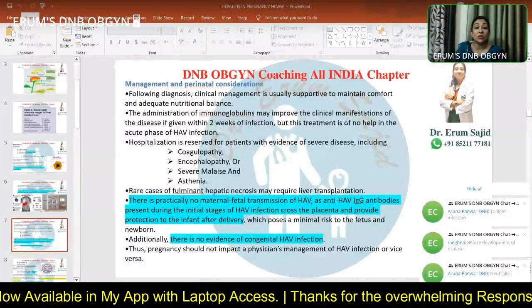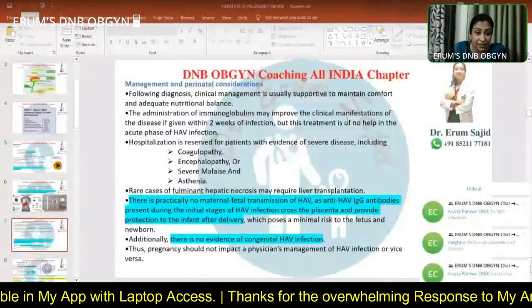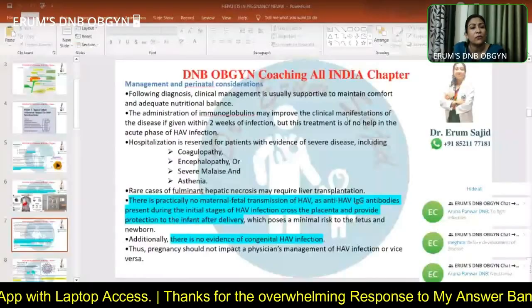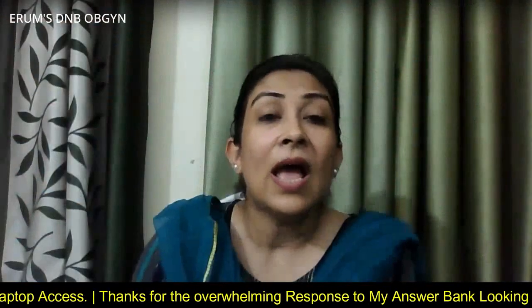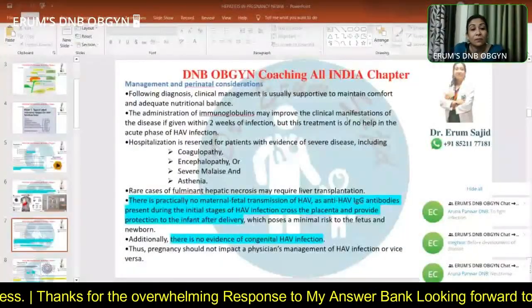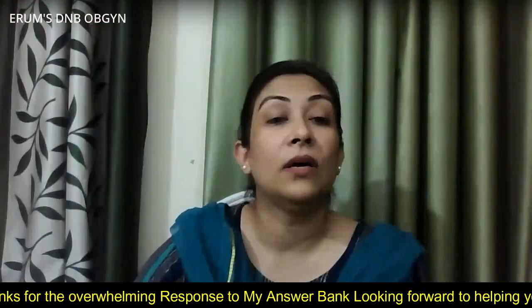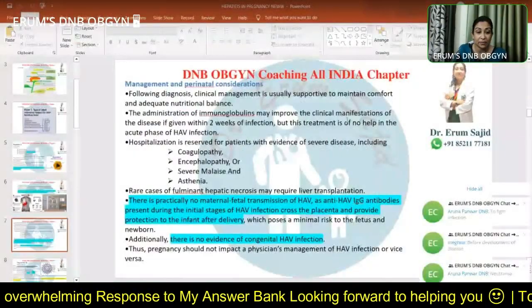Hospitalization is reserved for patients with evidence of severe disease. Even in hepatitis A, you sometimes have coagulopathy, encephalopathy, malaise, asthenia, and you can always admit these patients and give them your due care in the hospitalized setting.